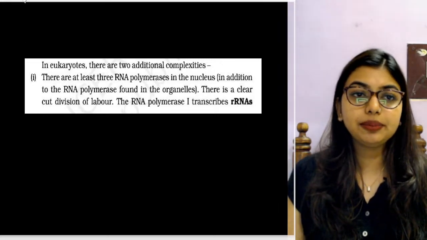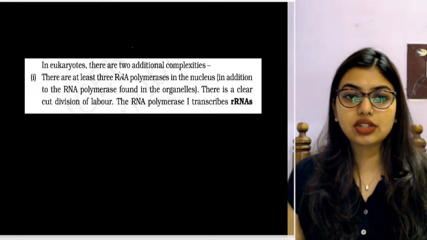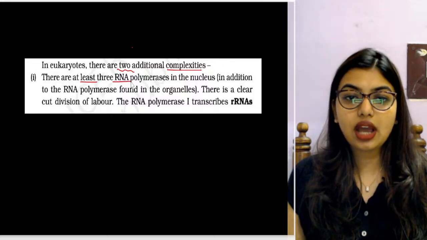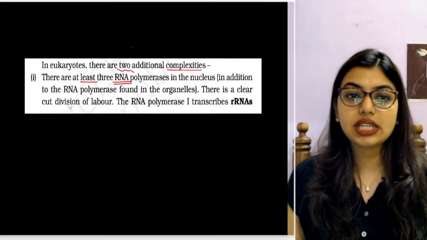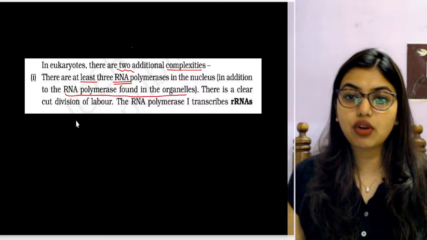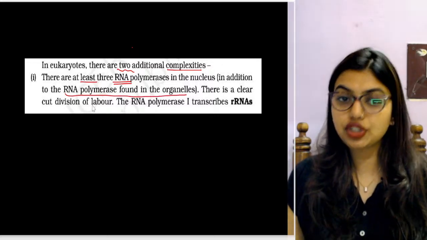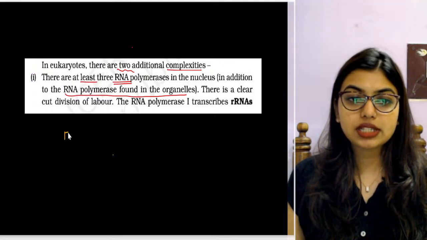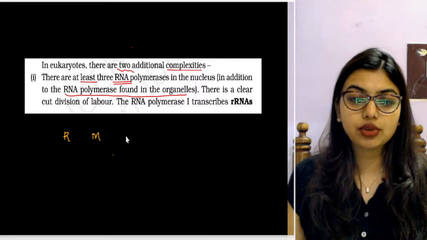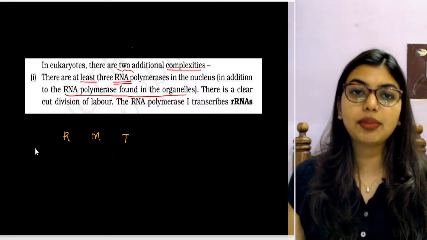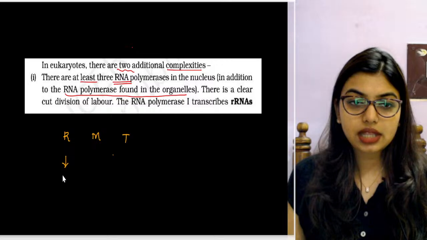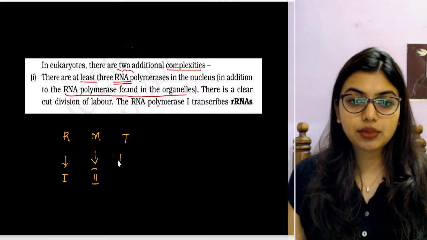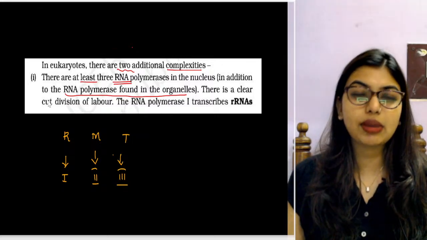Now see, in eukaryotes there are 2 additional complexities. That is, there are at least 3 RNA polymerases in the nucleus in addition to the RNA polymerase found in organelles. There is a clear-cut division of labor. Students, to remember this, there is a trick called RMT. Remember RMT, and then put 1 because this is in the first position, then put 2, then put 3.